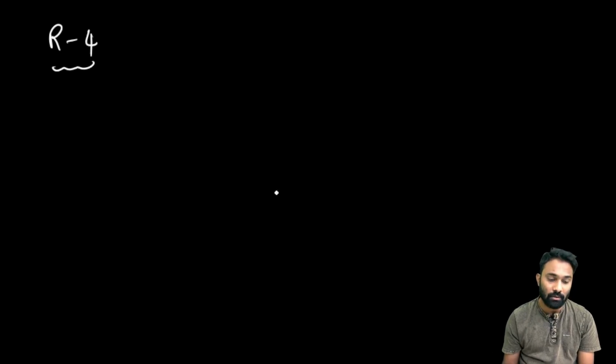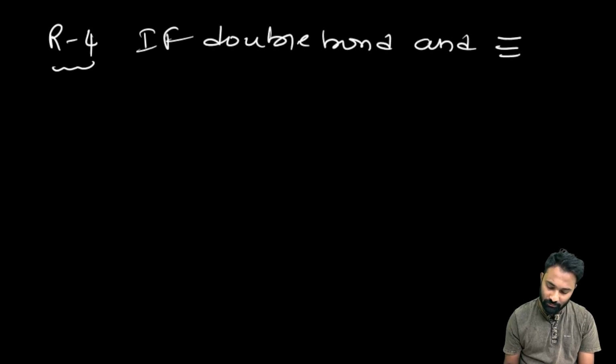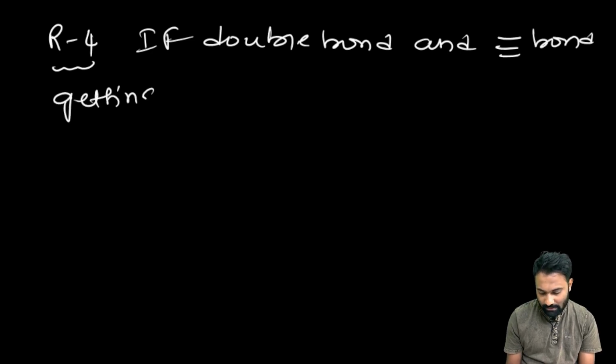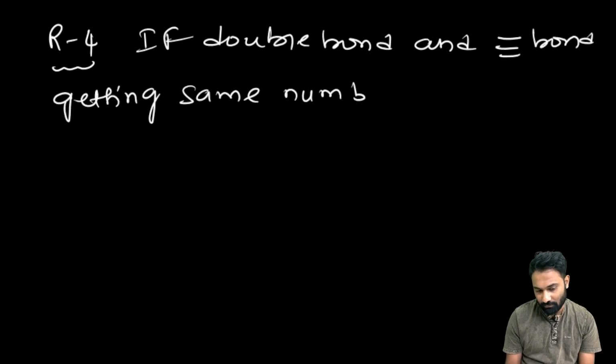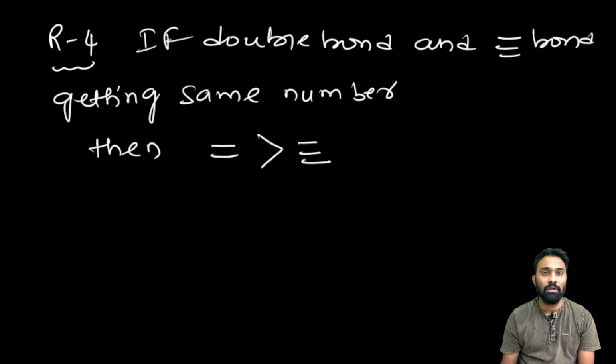Now next, rule number 4. Now what is rule number 4? If the double bond and the triple bond are getting the same number, then the double bond is high priority over the triple bond. Double bond is high priority over the triple bond. Clear? Now what is the compound?